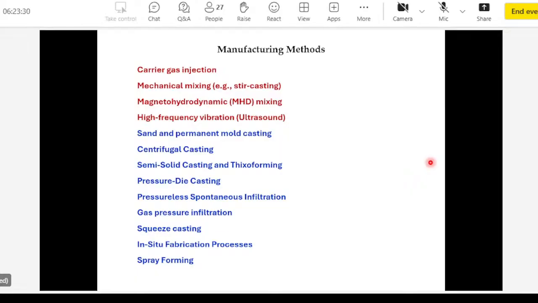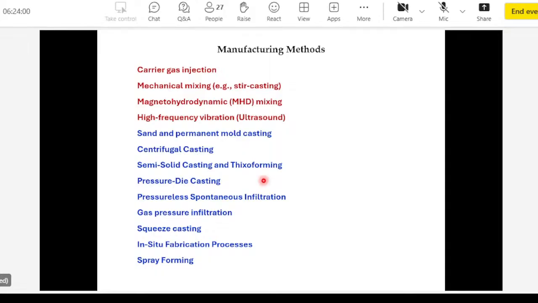So these top 4 methods are just methods to introduce reinforcement in the metal. The remaining methods down below are solidification processes to make the actual composite. So sand and permanent mold casting is used. Centrifugal casting is used, in which you pour a mixture or a slurry, and then the density differences will cause the reinforcement to segregate in some areas.